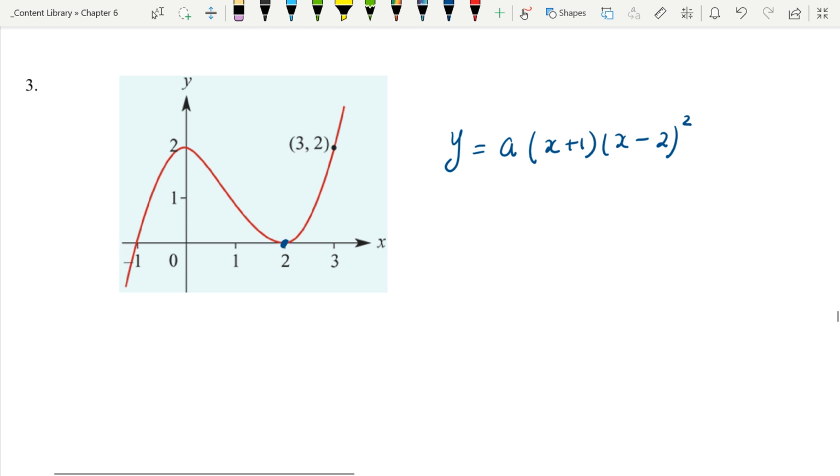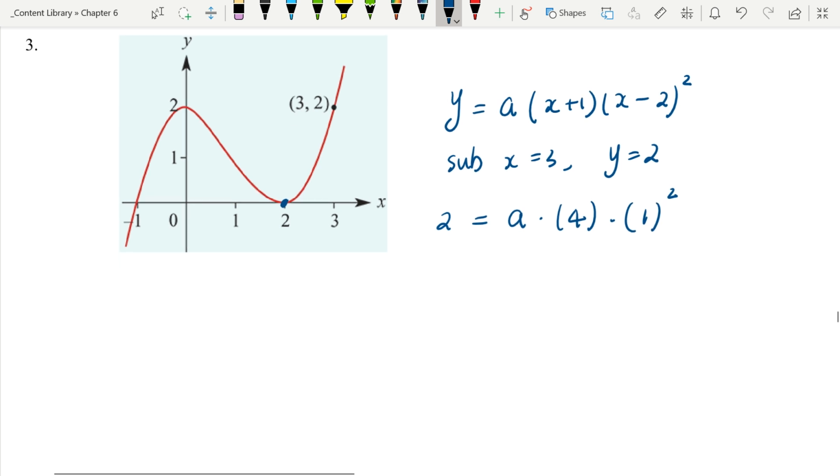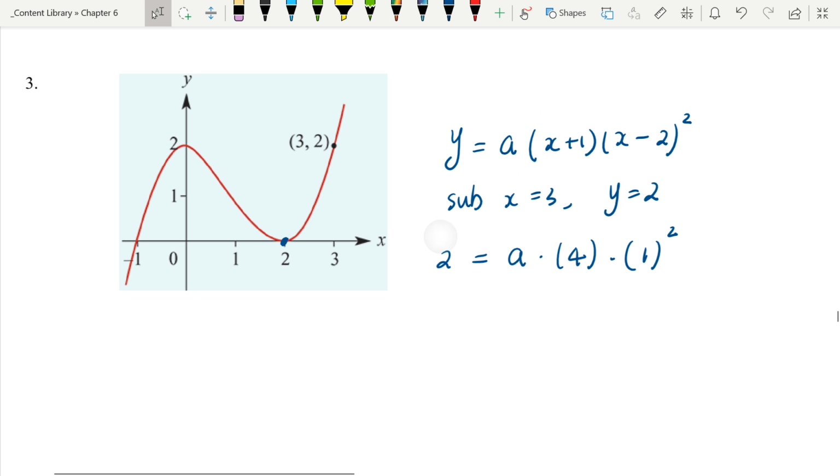Okay, next we need to sub a point in. So we sub x equals 3 and y equals 2. So 2 equals a times 4 times 1 squared. x plus 1 from this one, minus 1 here. This minus 1 is the other x-intercept. So that's 2 equals 4a, a equals half.